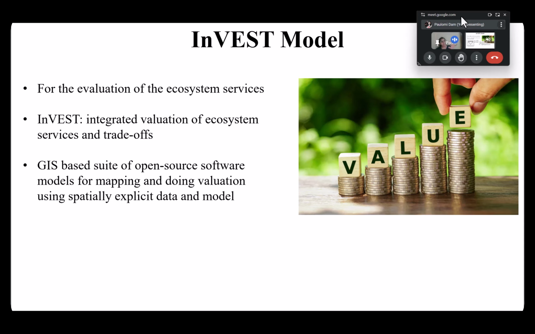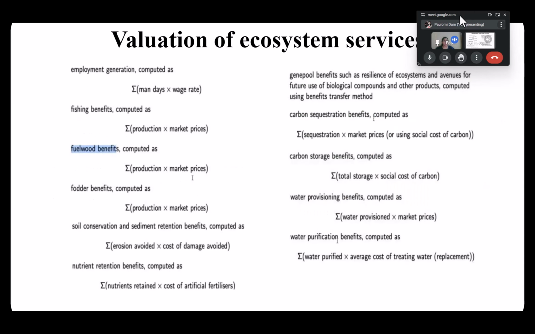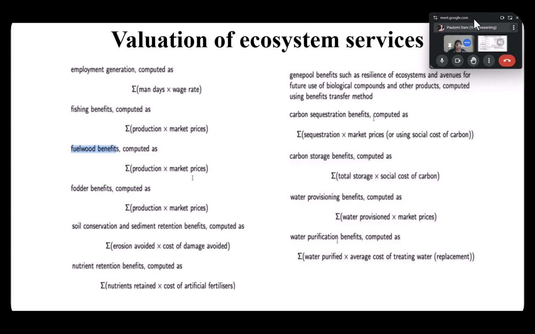You're trying to make use of estimates of how much of the resources are being generated, how much are being used, how much money do we have, how much money can we get. So all these in terms of valuation. It will become clearer as we go ahead in the slides. So you do valuation of the ecosystem. How do you exactly do it?